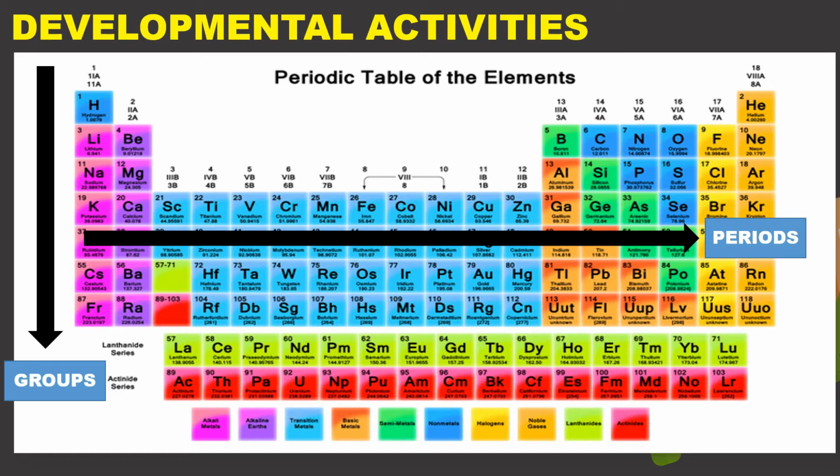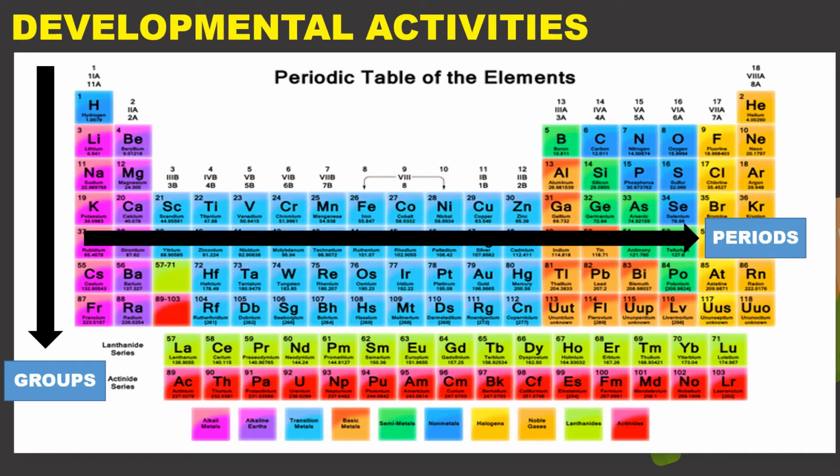Elements in the same period share something in common. They have the same number of energy shells or occupied energy levels. Elements in the first period have one shell, and as we go down, the shells increase. Hydrogen and helium belong in the first period and have one shell. Sodium is in the third period and has 3 shells.